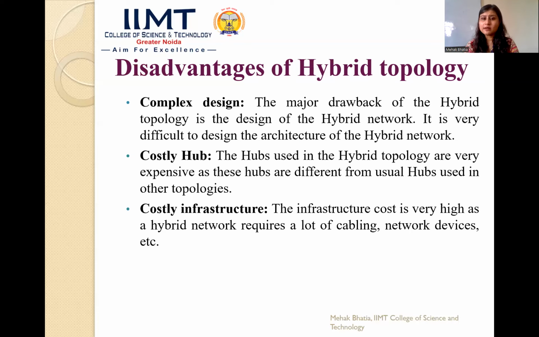Costly hub. The hubs used here in hybrid topology are very expensive, and these hubs are different from the usual hubs in the other topologies. So it is very costly. Costly infrastructure. The hub is also costly, and the overall infrastructure to build the hybrid topology is also costly. The infrastructure cost is very high as a hybrid network requires a lot of cabling, network devices, etc.